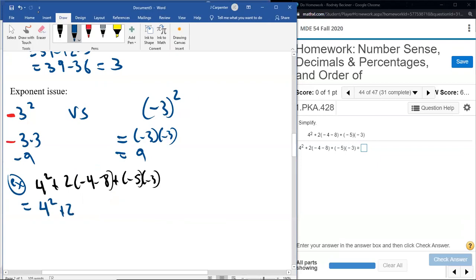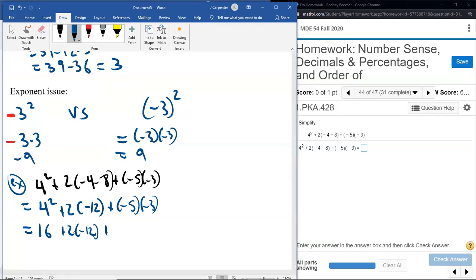-4 minus 8, same sign, add the numbers, keep the sign, makes -12. We talked about that last time or 2 times ago, I think last time. Since it's still a negative, I'm going to leave it in parentheses to show the multiplication. And then plus the -5 times the -3. So now our parentheses are done. We're up to exponents. The 4 squared is 16. So 16 plus 2 times -12 plus -5 times -3.